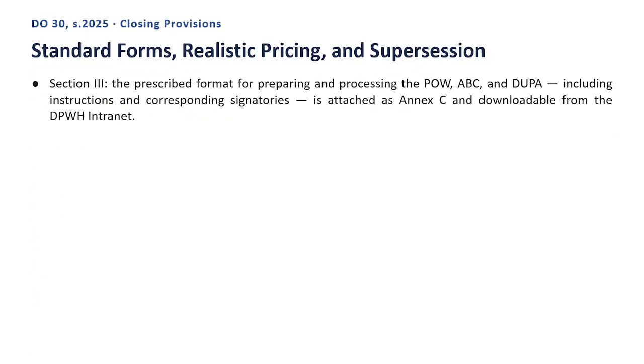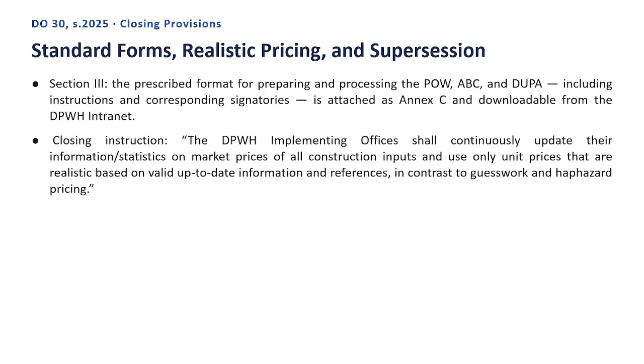Point 1. Section 3. The prescribed format for preparing and processing the POW, ABC, and DUPA, including instructions and corresponding signatories, is attached as Annex C and downloadable from the DPWH intranet. Point 2. Exact closing instruction. The DPWH implementing offices shall continuously update their information, statistics on market prices of all construction inputs and use only unit prices that are realistic based on valid up-to-date information and references, in contrast to guesswork and haphazard pricing.